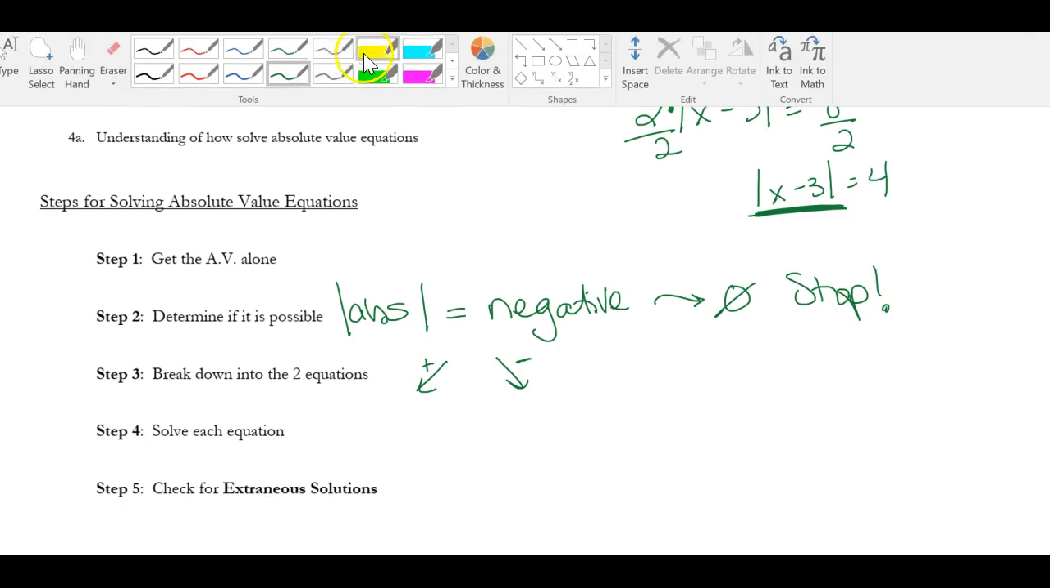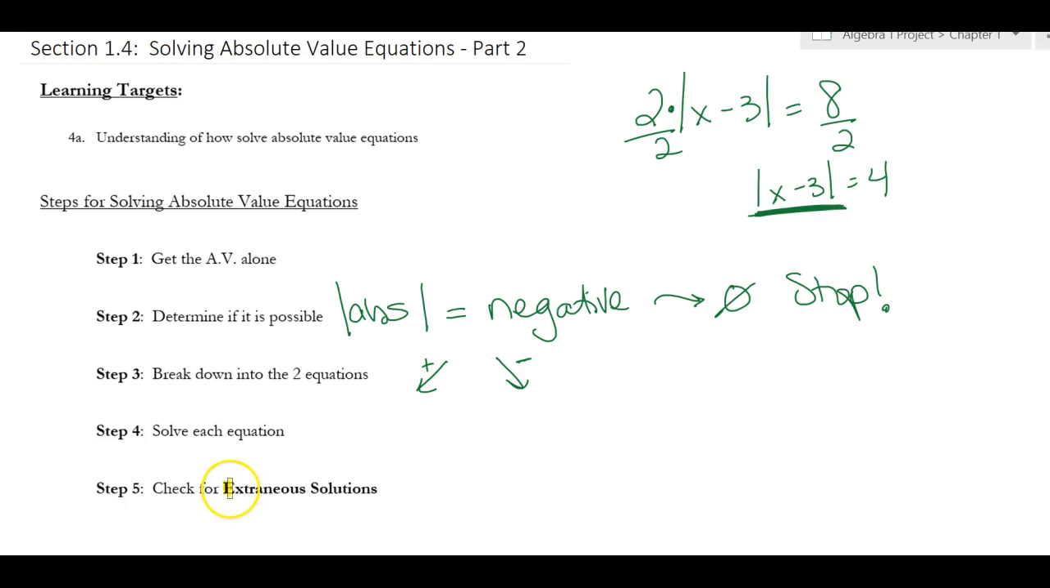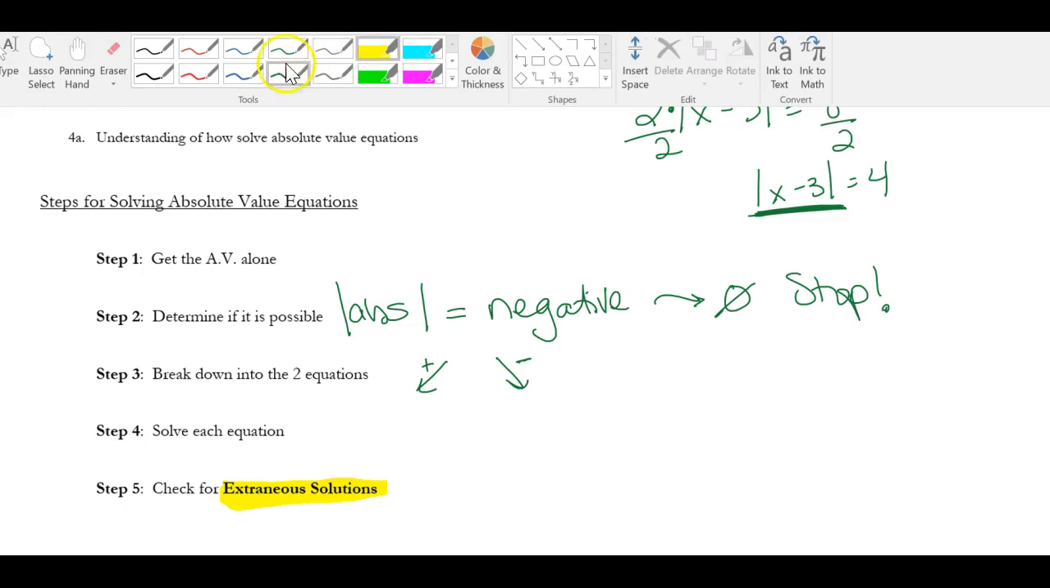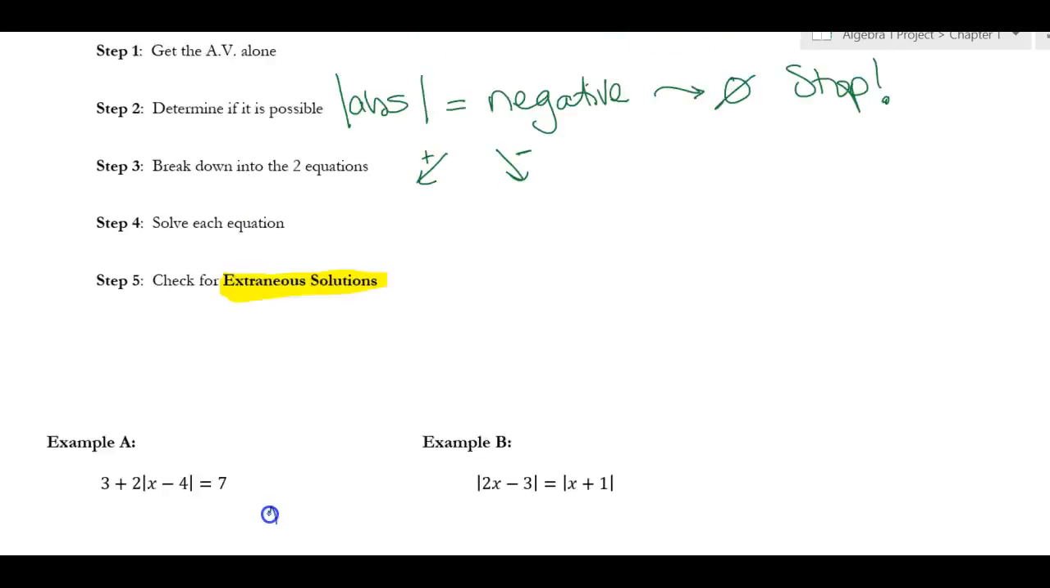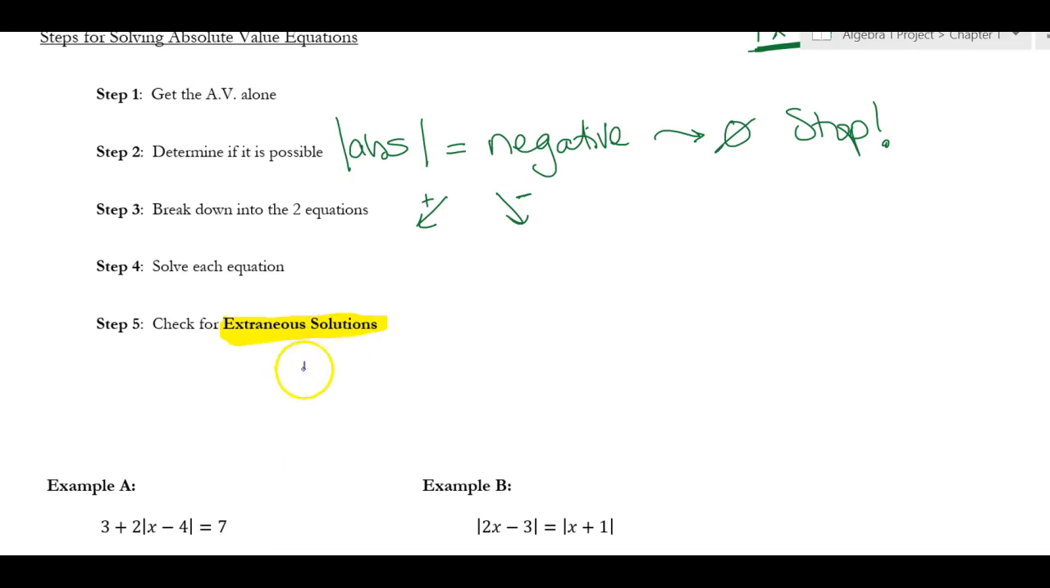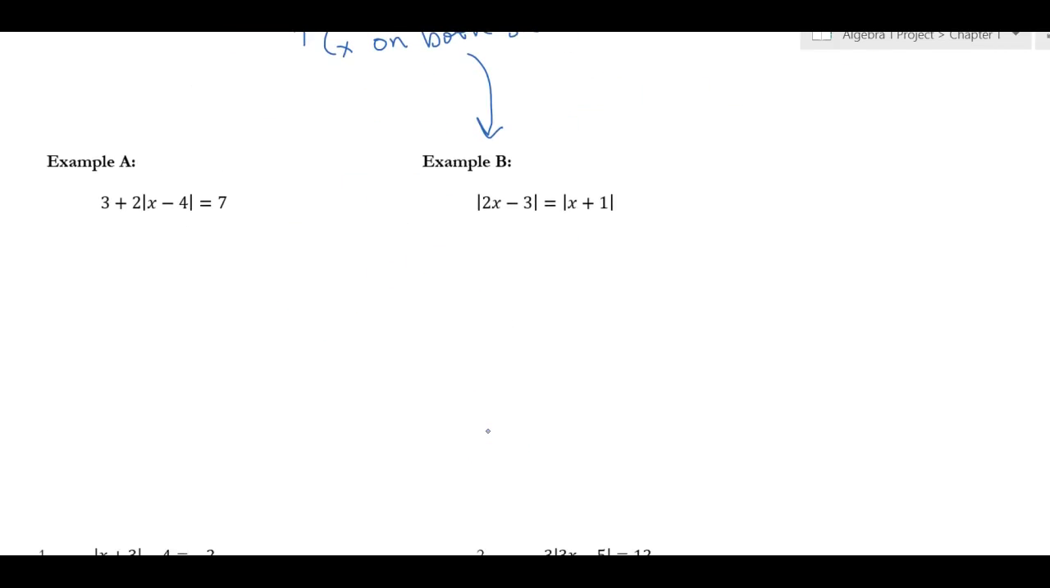Now, the next thing we have, this was new also: extraneous solutions are solutions that don't actually work. The ones that we're going to do that for is when we have x on both sides of the equation. So when you have x on both sides, like example B, that's when we'll check for extraneous. Okay, so let me show you example A.